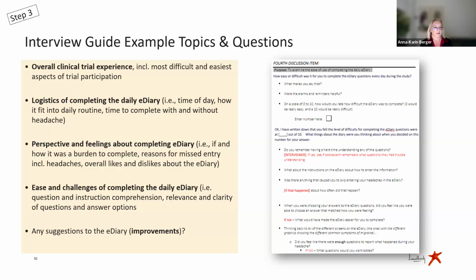Then, looking more into the content, we are exploring how patients perceive the questions and instructions, and also asking about the relevance and clarity of the questions. And lastly, we are asking for any suggestions for improvements of the diary. Next slide.